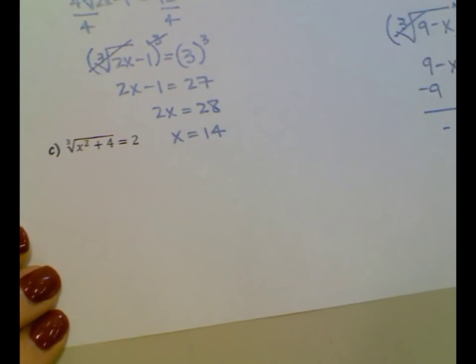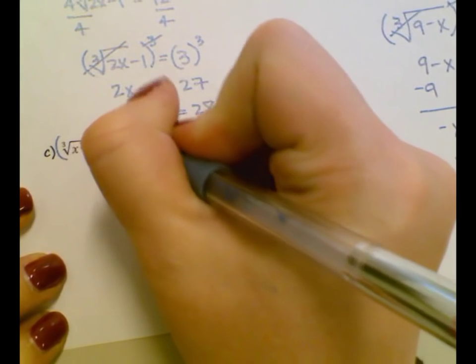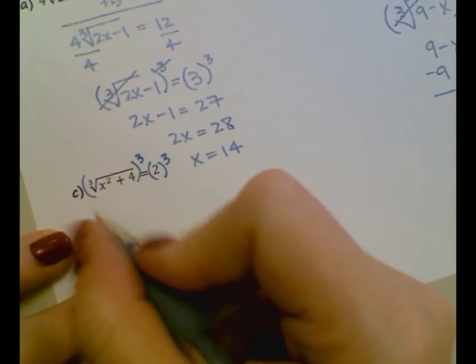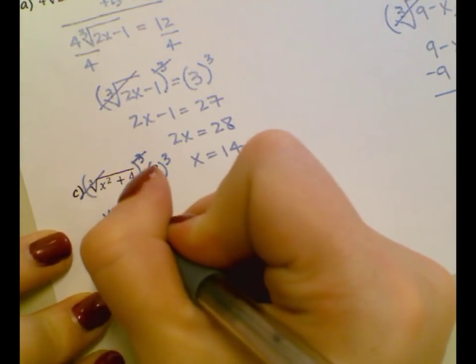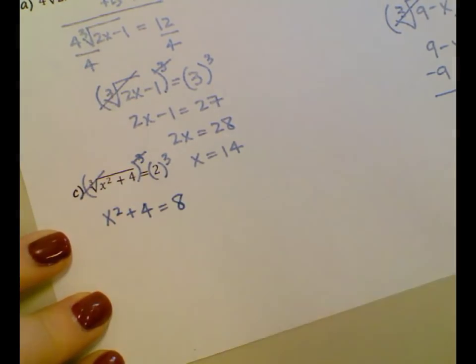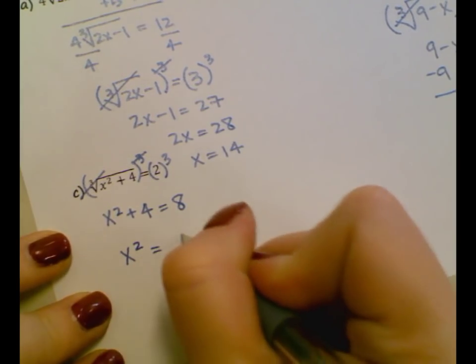Is it isolated? Yes, it is. So we can go ahead and start. How do you get rid of the cube root? You cube it. Okay, so the cube root and the cube cancel out, and you have x squared plus 4 equals 2 cubed, which is 8. And then you just do your thing. I'm going to subtract the 4, and I get 4.